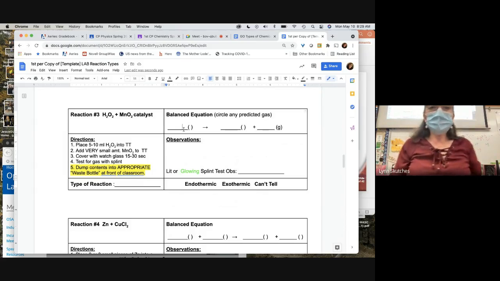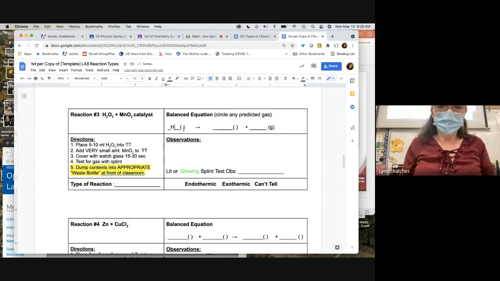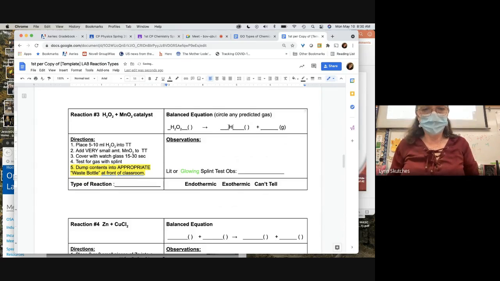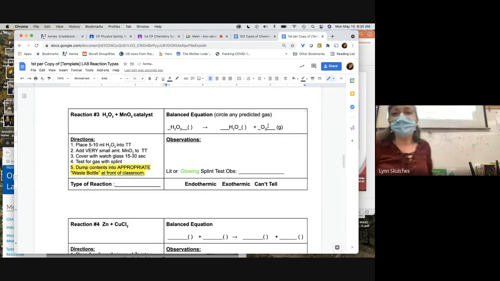So H2O2 is going to form water and oxygen gas. Okay, and so we need a glowing splint for that.